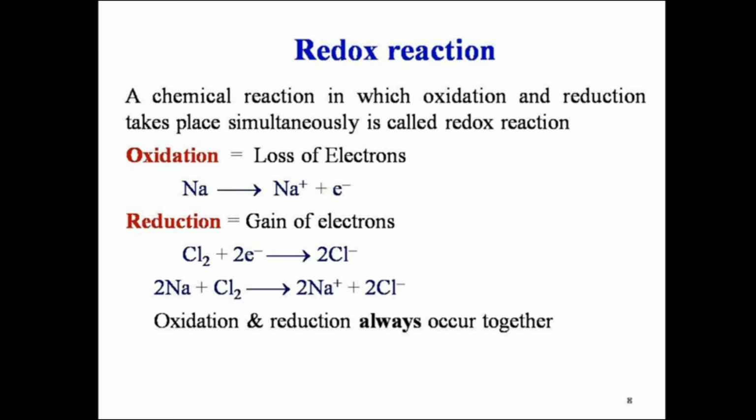Sodium losing one electron is given as oxidation, then chlorine gaining an electron is reduction. They both are combined together to form 2Na+ and 2Cl-. So oxidation and reduction combining to form a reaction is called a redox reaction.